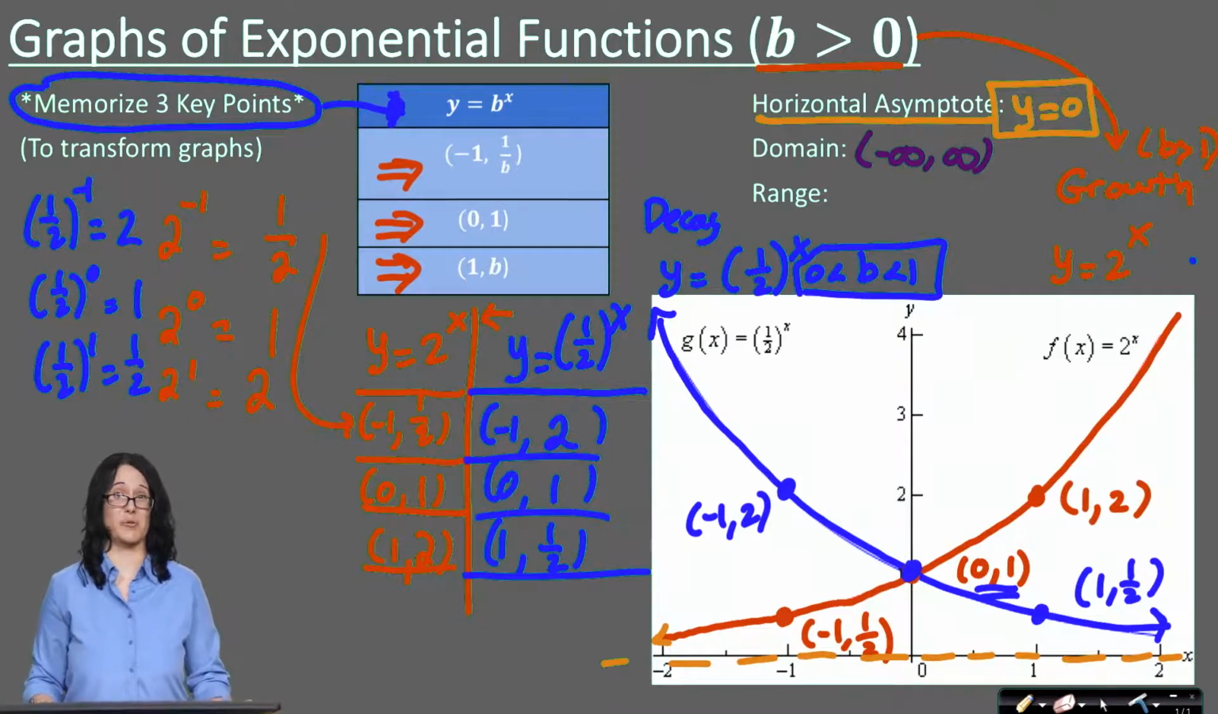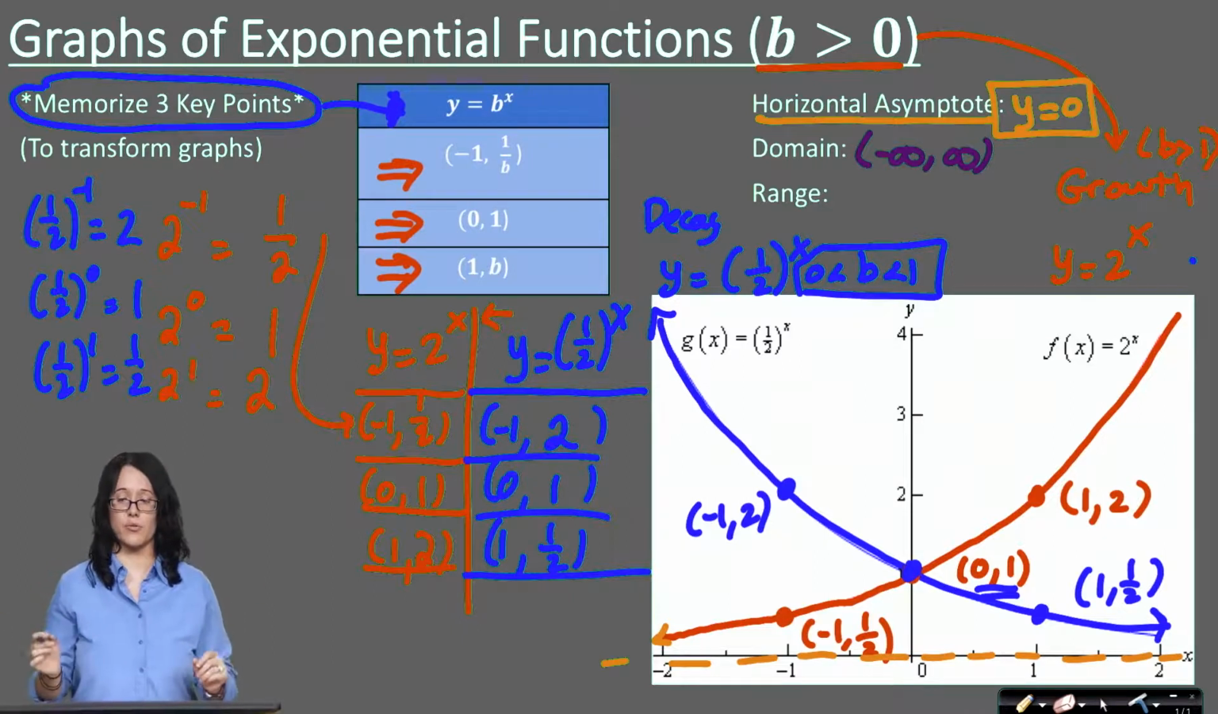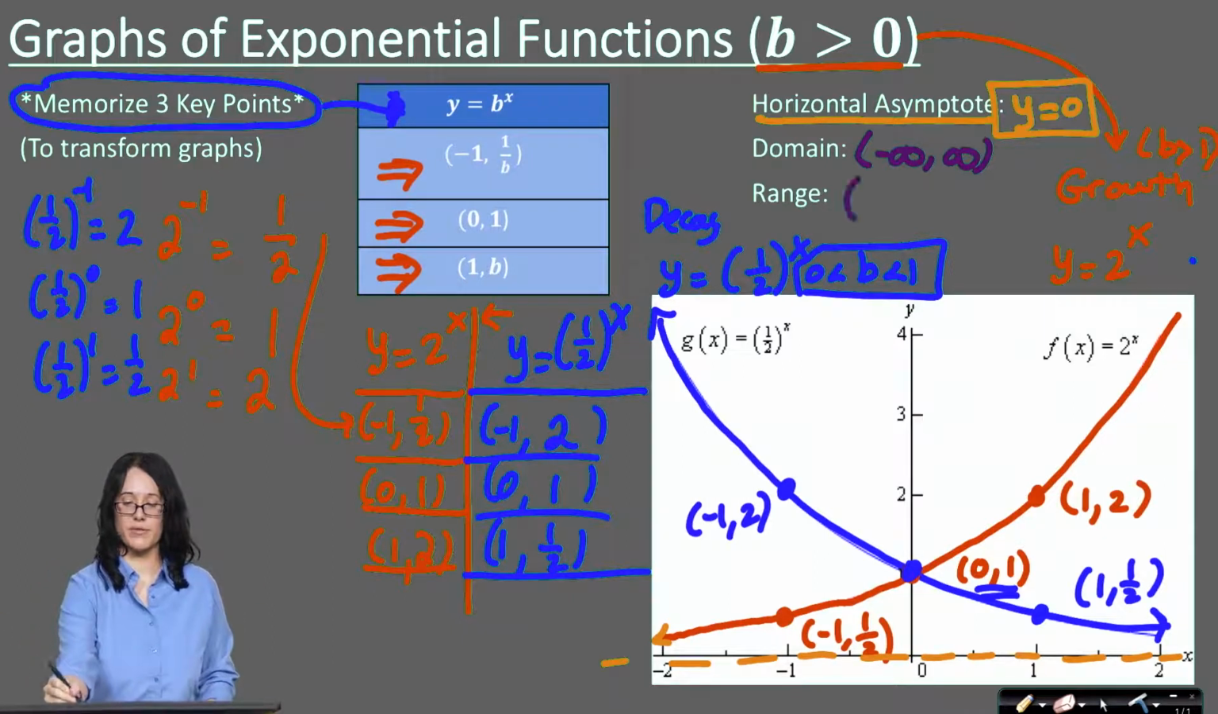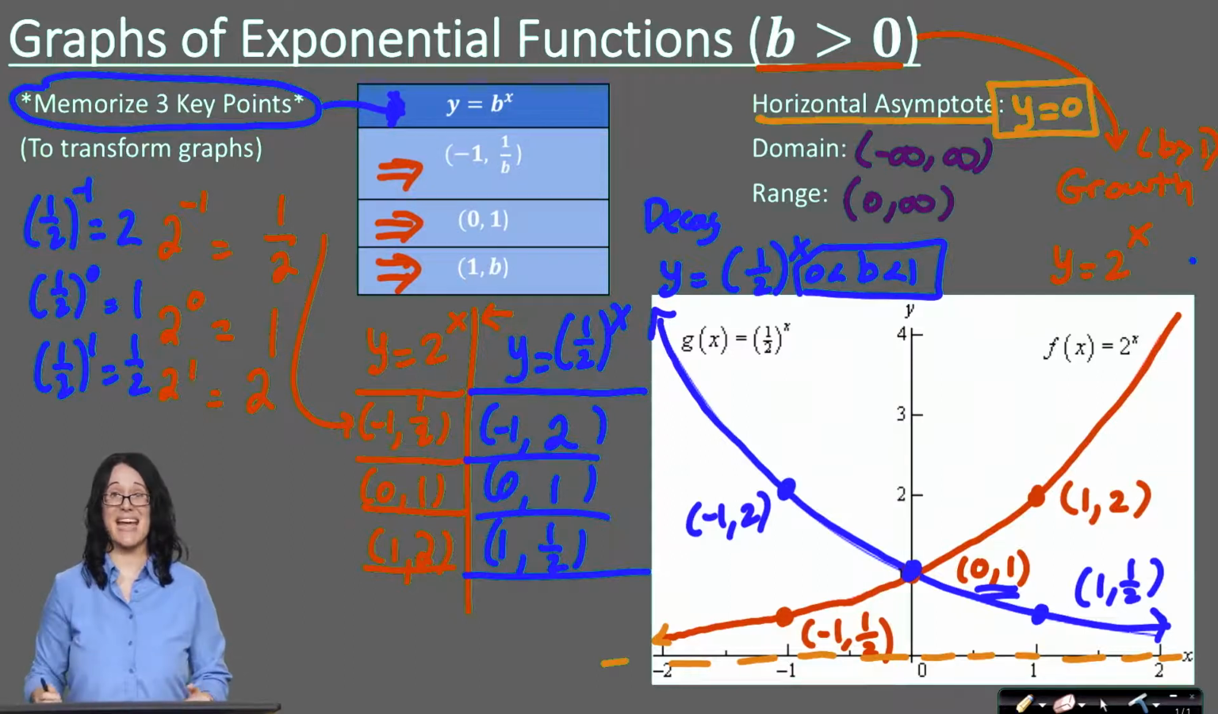Are there some y values which we don't get to? Yeah, we don't get to negative y values unless we move these graphs. So originally, we're always above 0. So parentheses 0 toward infinity. That means any y value bigger than 0 has a chance of being reached.